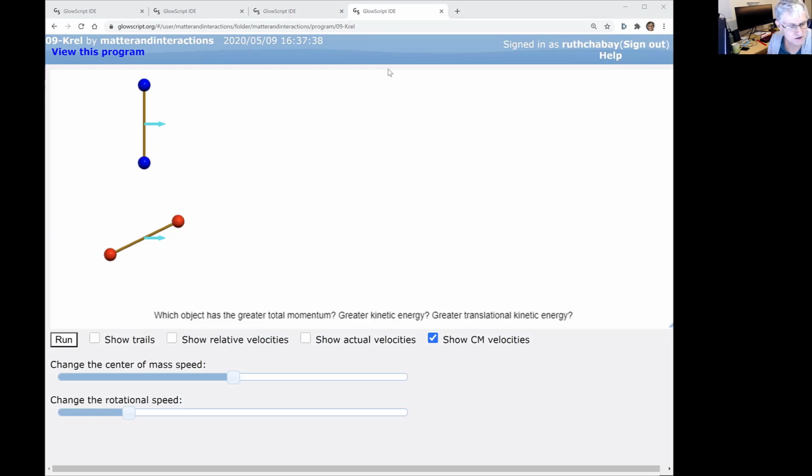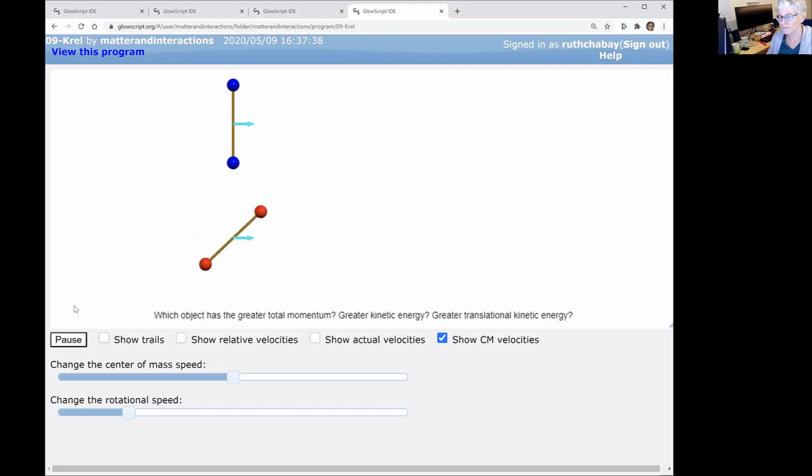So let's try a different question. Okay, the question is going to be, which object has greater kinetic energy? So now the question is not momentum, but kinetic energy. Which one has greater kinetic energy?